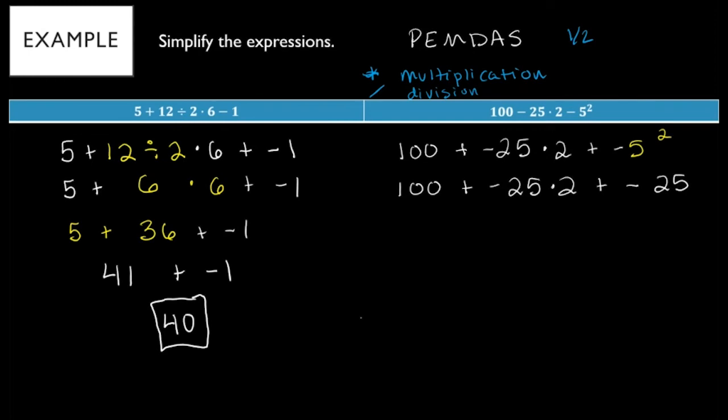Now we're going to do our multiplication because that comes before any addition. So we're multiplying here a negative 25 times 2. A negative times a positive is a negative, so we're going to get a negative 50 here. So 100 plus negative 50 plus negative 25. Whoops, I don't know why I wrote 27. 25.